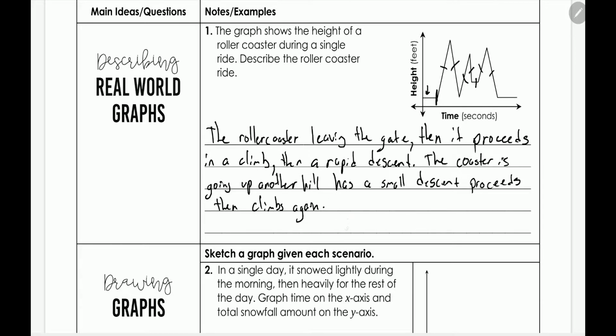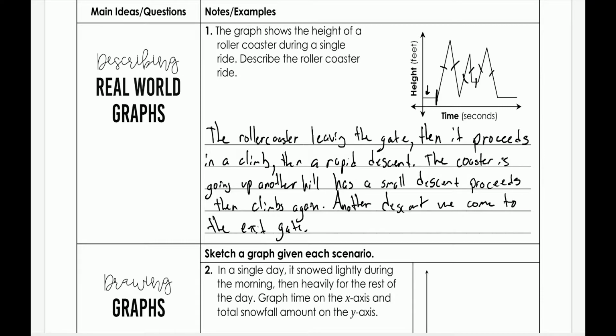Let's see. We have another hill, or another descent, and then we come to the exit, so the exit gate. And that's basically what we're going to be doing. You're going to be describing the actions that are taking place.